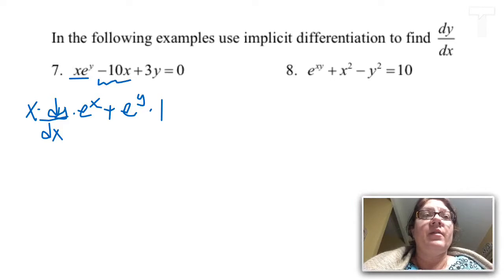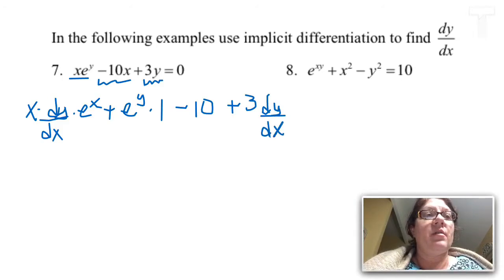Then I'll move on to this. Derivative of that with respect to x will be -10. And then I'll move on to this. So I'll have plus 3 times dy dx, and still 0 on the other side.